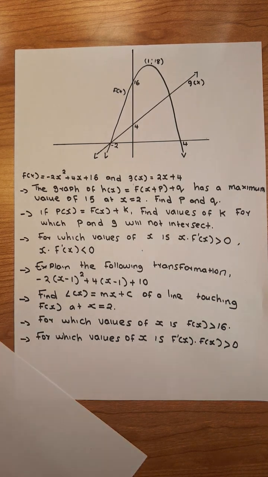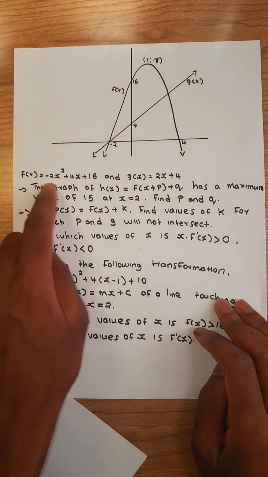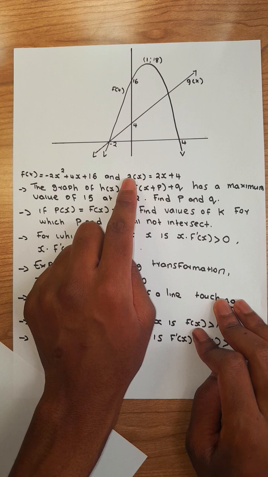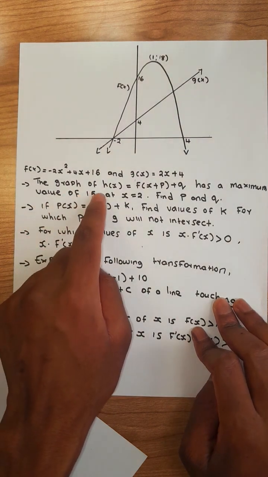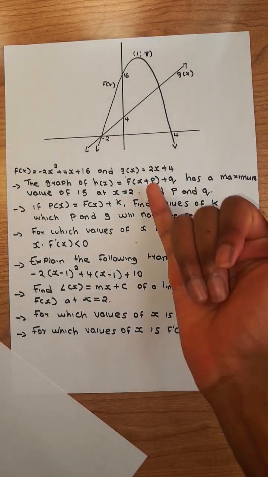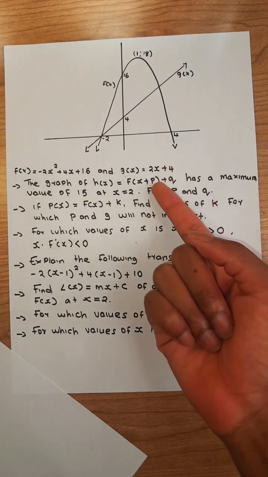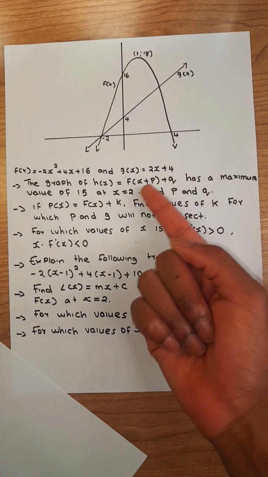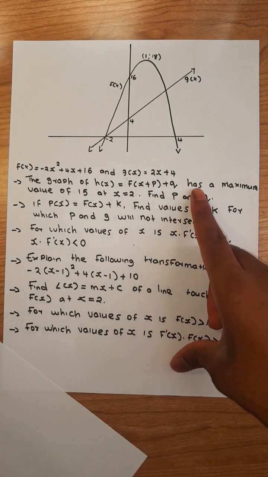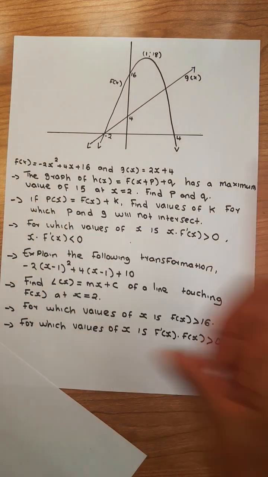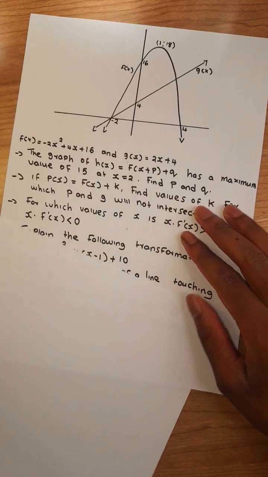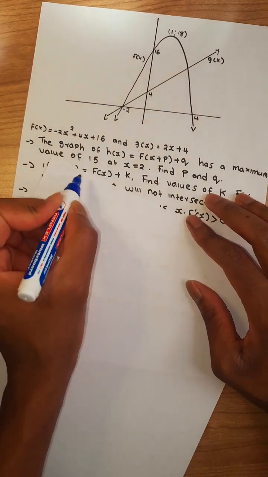Okay, let's actually look at this question. They say f at x is being given by this equation, and g at x is given by this equation. Now they say the graph of h at x is going to equal f(x + p) + q. So this is what we have done on the previous videos, but at this point they just represented it in terms of alphabets. So h at x is a new function, f(x + p) + q, and they're telling us that it has a maximum value of 15. Okay, there's something interesting at this point. Let's look at maximum values.